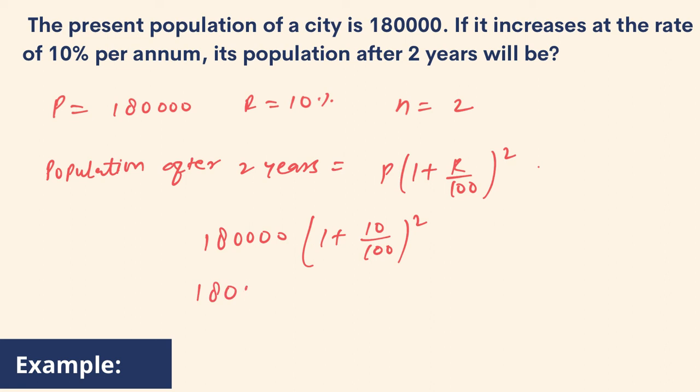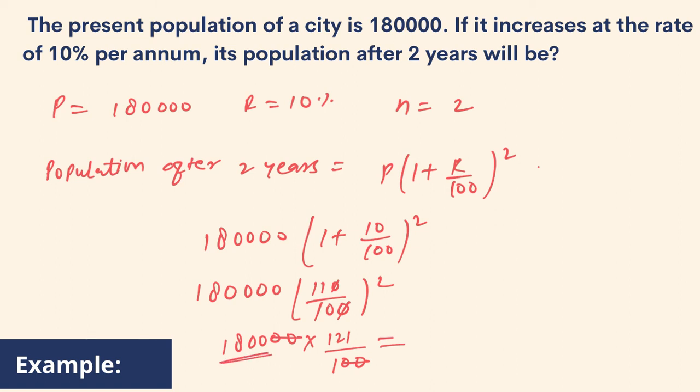So 1,80,000 into 110 divided by 100, power 2. 0 and 0 cancel, so I can say 1,80,000 into 11 square, 121, and 10 square, 100. 20 and 20 cancel. When I multiply 1800 with 121, I will get 2,17,800. So this is the population after 2 years. This we solved by formula.